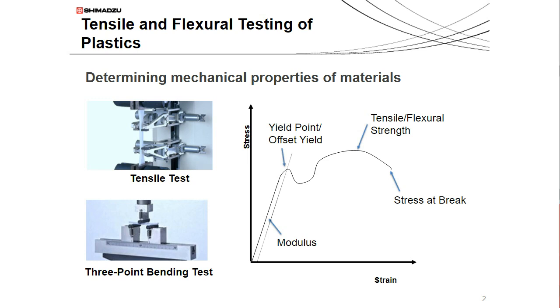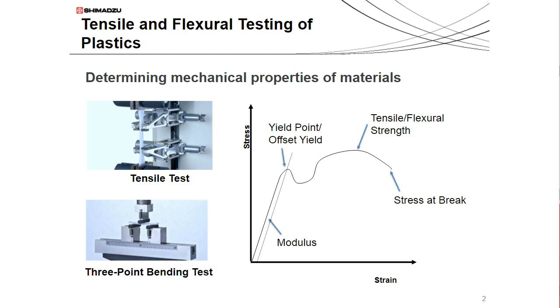In a tensile test, a sample is gripped on both ends and pulled until the sample fractures. In a bending test, the sample is placed on supports and pressed on by a punch until the sample fractures or a certain strain is reached. While tensile testing imparts only tensile forces, bending tests impart both tensile and compressive forces on the sample.